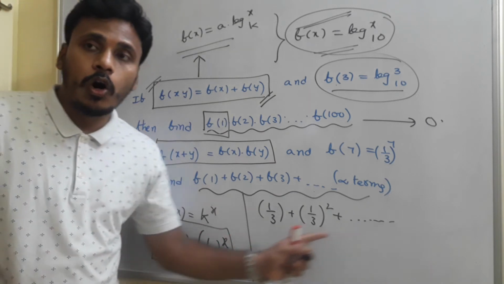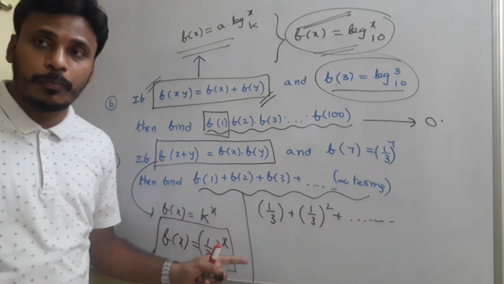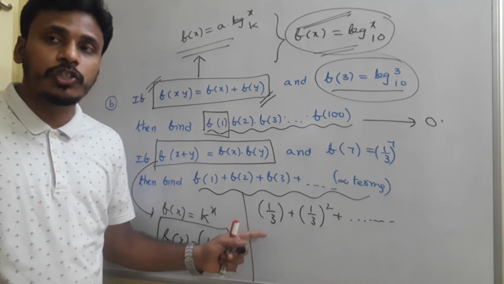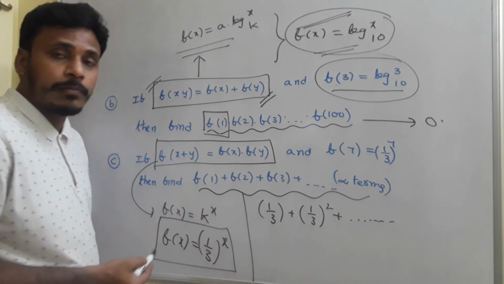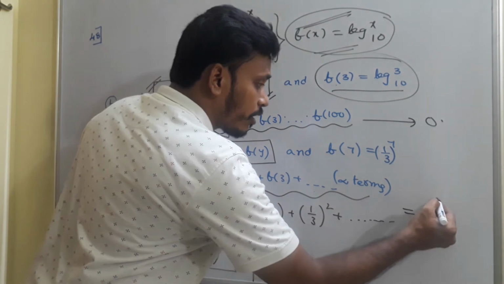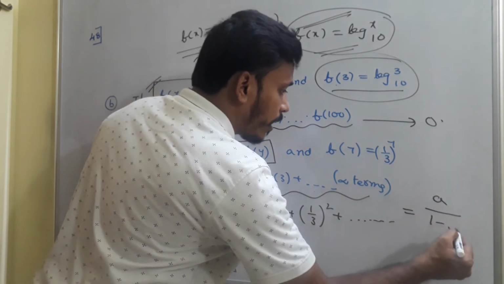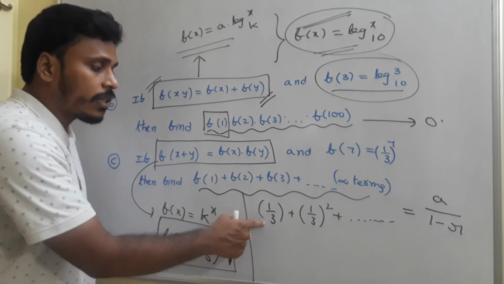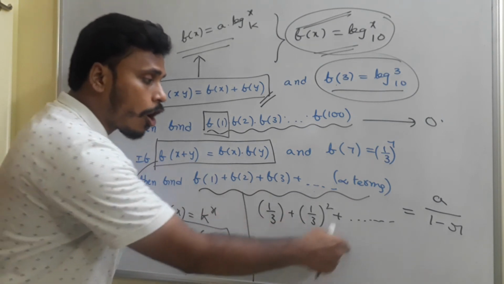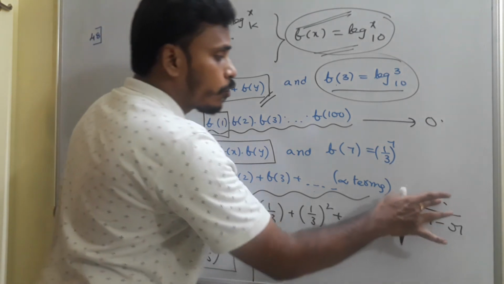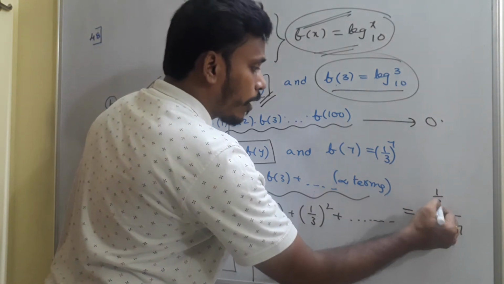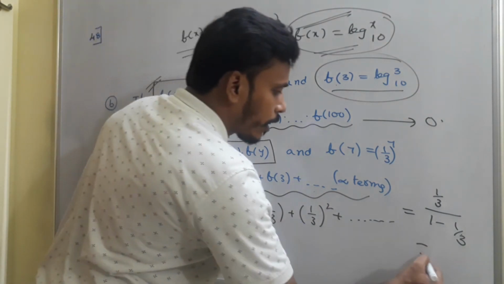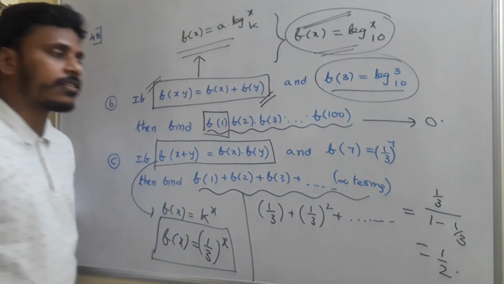When you look, all these terms form a geometric progression with the common ratio 1/3. I think you are all aware of the geometric sequence of infinite terms, and the sum of all these terms, the general rule, is a/(1 minus r): first term divided by 1 minus the common ratio. Here the first term is 1/3 and the common ratio is also 1/3. So you just replace a with 1/3 and r with 1/3. When you simplify, your answer is 1/2, and there ends the problem.